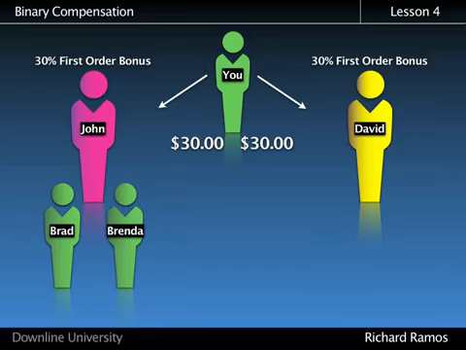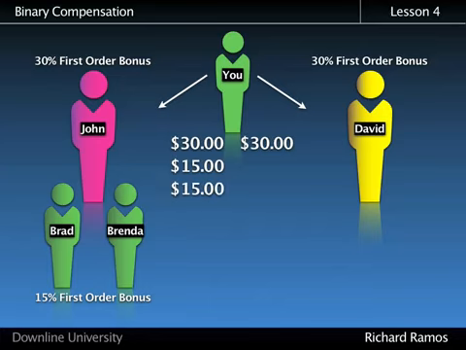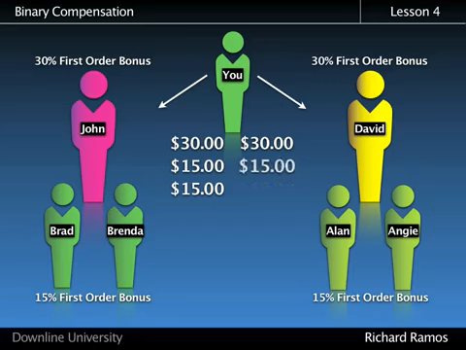The company also pays us a second generation first order bonus. Again, this is something that's unique to this company. What the company does here is, for example, if John brings in Brad and Brenda, the company is going to pay us 15% first order bonuses on each one of their orders, which in this case, for a 2-case auto ship, is going to equate to $15 each. So on the other side, let's say David does the same thing. He brings in Alan and he also brings in Angie. We're going to get a 15% first order bonus. So right off the top there, we're already making $120, which covers most of our auto ship.